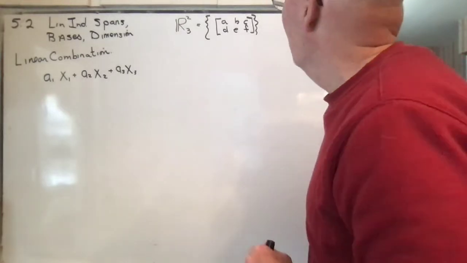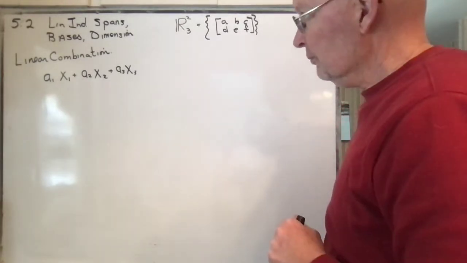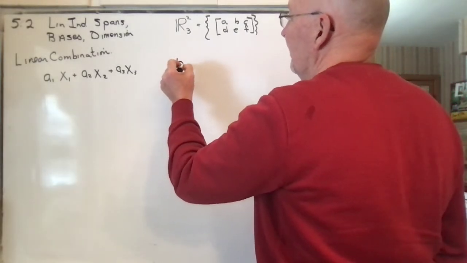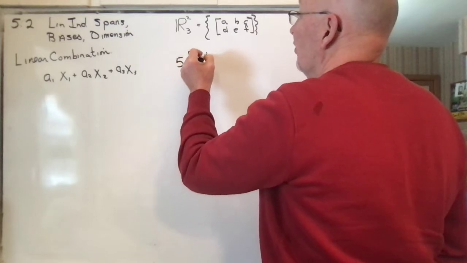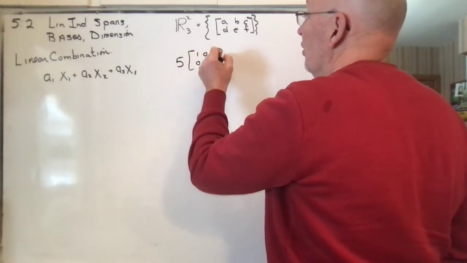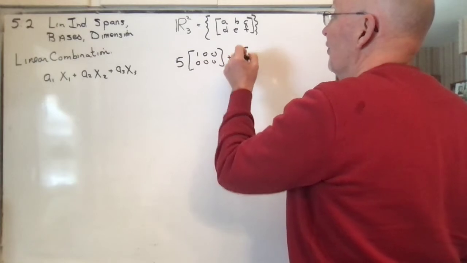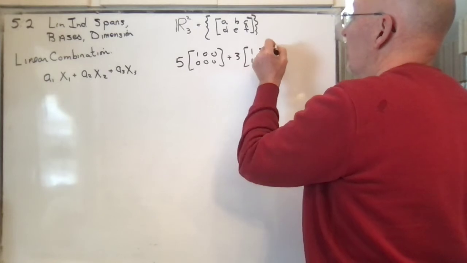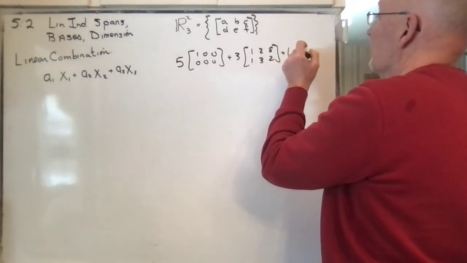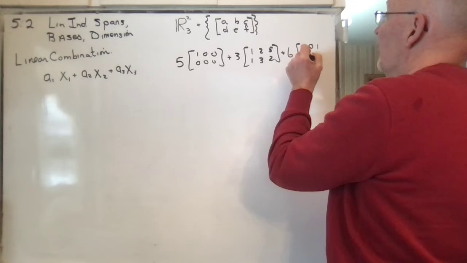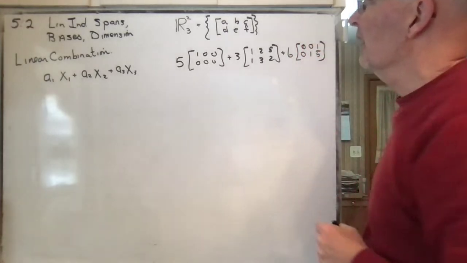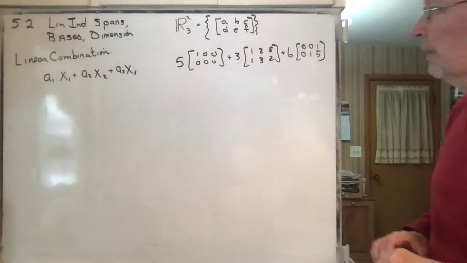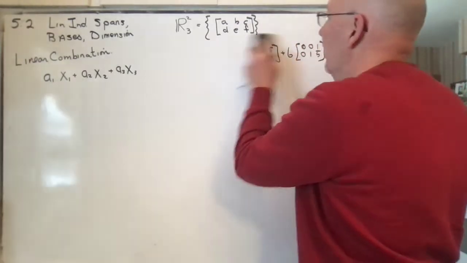Over here, a linear combination might be something like 5 times the vector 1, 0, 0, 0, 0, 0 plus 3 times the vector 1, 2, 5, 1, 3, 2 plus 6 times the vector 0, 0, 1, 0, 1, 5. That would be a linear combination of vectors in there.